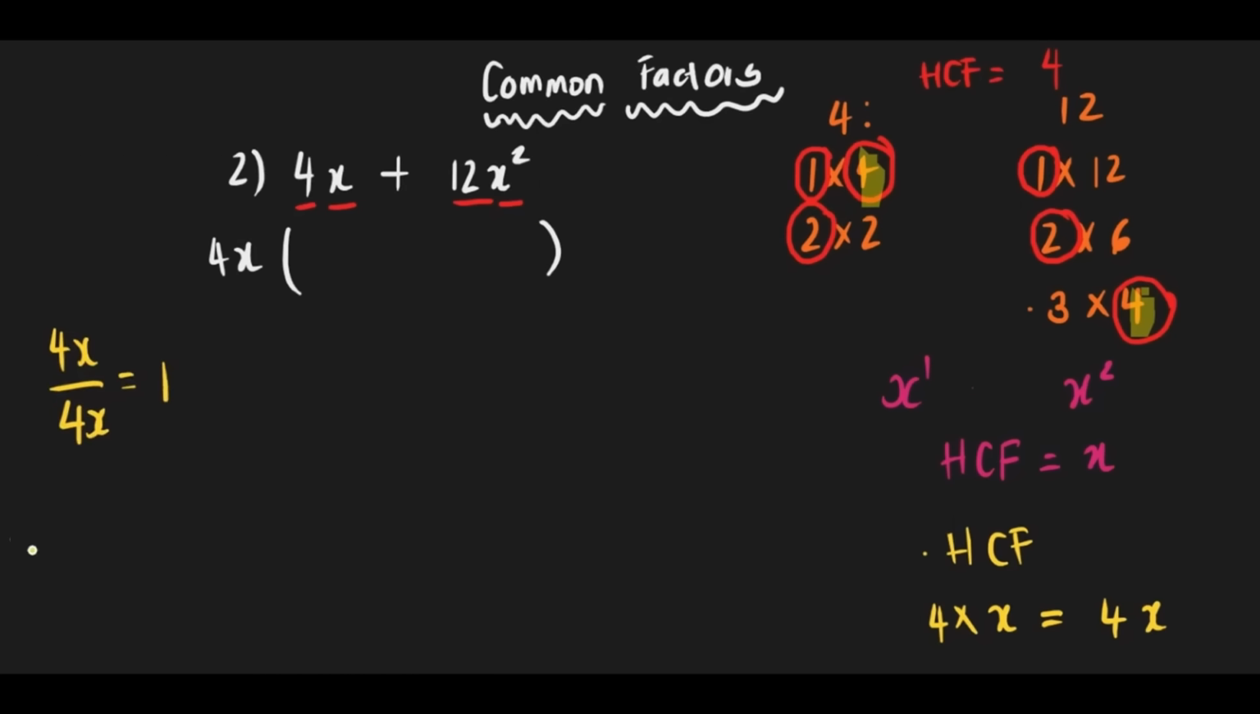Then we're going to say 12x squared divided by what? By 4x is going to give us what? 3. x squared divided by x is going to be the same as x. So this is the term that's going to go inside. So it's going to be 1 plus 3x. And this is going to be your final answer.